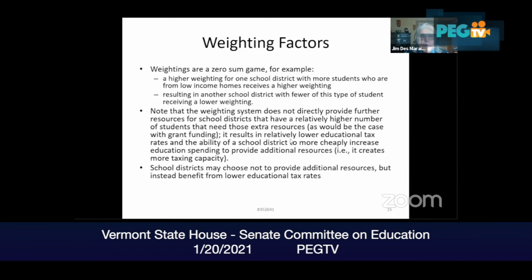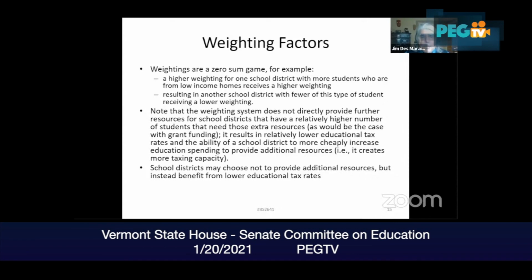Note that the weighting system does not directly provide further resources for school districts that have a relatively higher number of students that need those extra resources, as would be the case with grant funding. So Chloe talked about that. Another way of approaching this is to give grants, which would provide funding directly for those students. The weighting system results in relatively lower educational tax rates and the ability of a school district to more cheaply increase education spending to provide additional resources. So it's creating more taxing capacity.